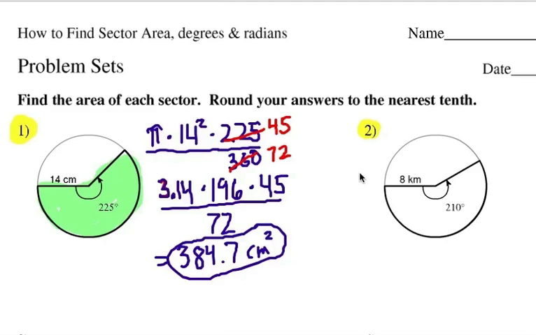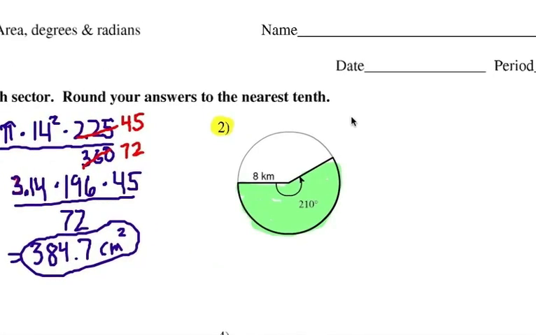All right, number 2. We've got a radius of 8 kilometers, and we have a central angle there of 210. So what's the area of that green shaded sector? Well, the area of the entire circle, pi r squared. So pi times 8 squared, I'll go ahead and write 64. I can do that in my head. Then we multiply by 210 degrees, and we divide by 360. All right, remember the 210 divided by 360 represents the part of the area that we're looking for.